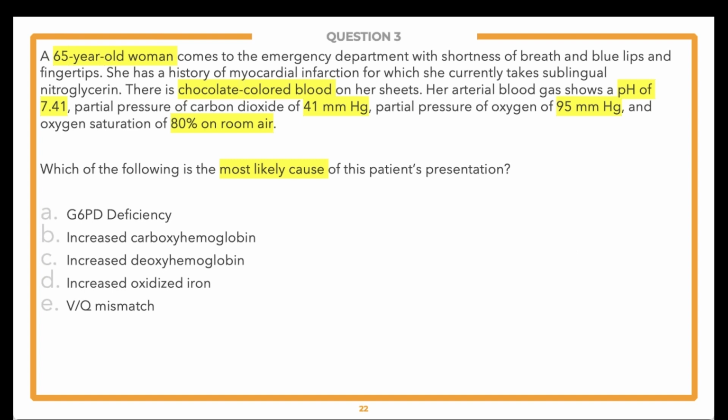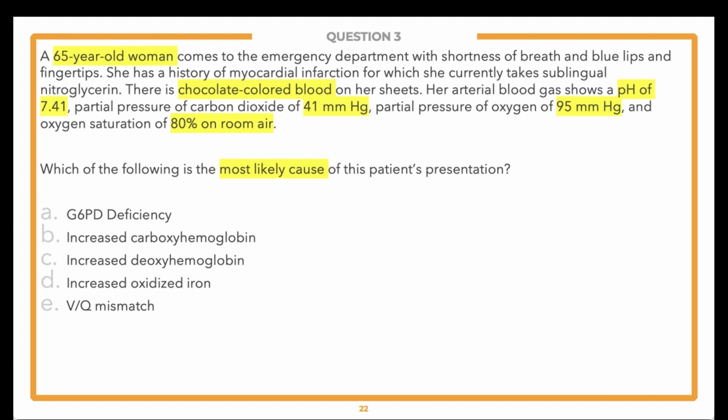Option A, G6PD deficiency. Option B, increased carboxyhemoglobin. Option C, increased deoxyhemoglobin. Option D, increased oxidized iron. Option E, a VQ mismatch. Now, all of these are good options and they explain different things that are going on. But in a patient who has chocolate-colored blood, blue fingertips, a history of an MI, taking nitroglycerin, and a weird discorrelation between the partial pressure of oxygen and her percent sat.